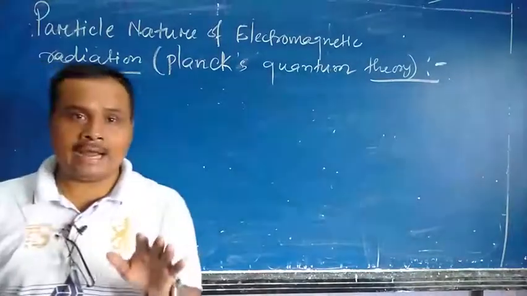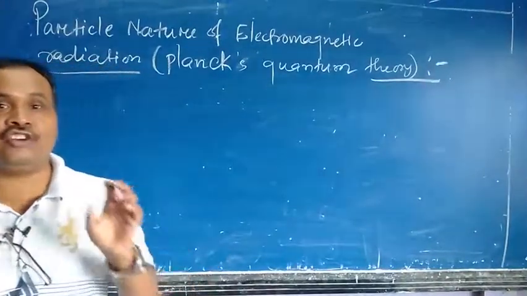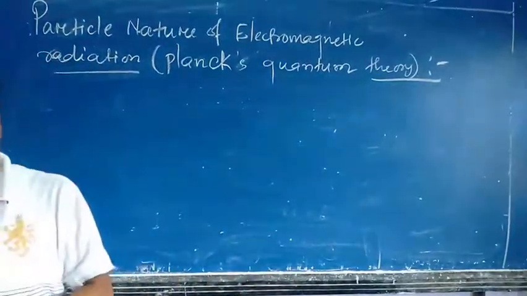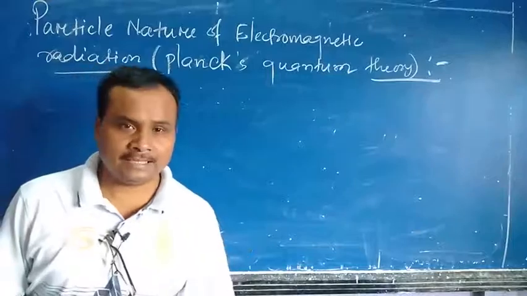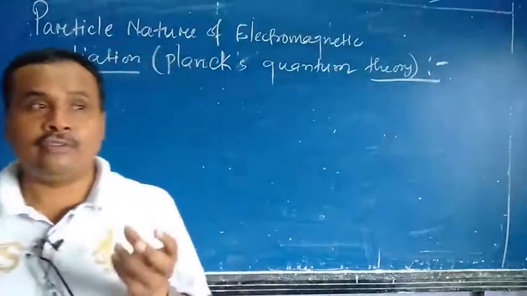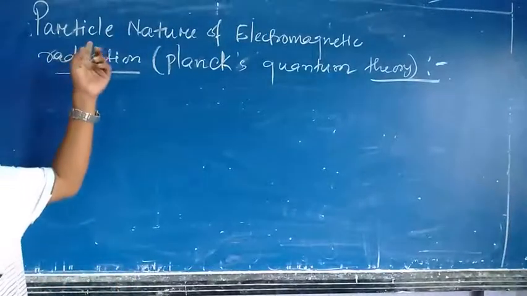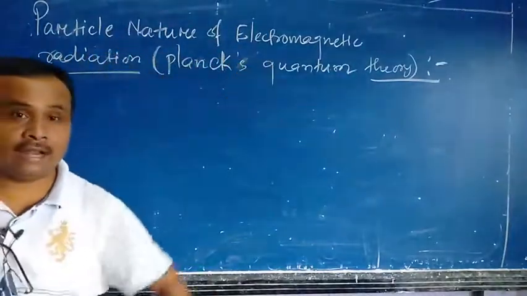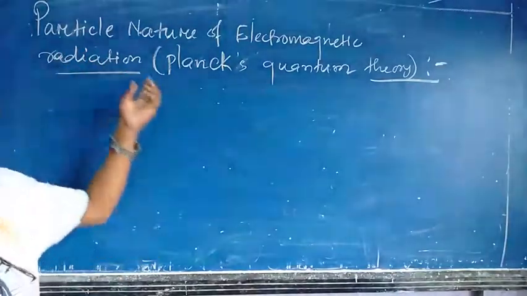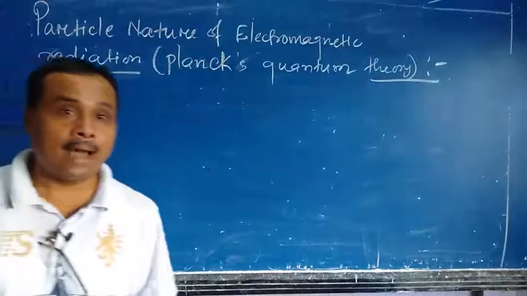The wave nature of electromagnetic radiation is supported by phenomena like diffraction, interference, and deflection. Regarding diffraction and interference, you have to study them in physics. Today we are going to discuss the particle nature of electromagnetic radiation. The related theory to this topic is Planck's quantum theory. That means we are going to discuss Planck's quantum theory.